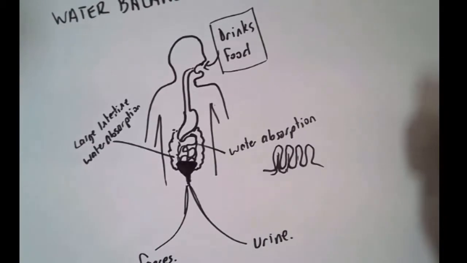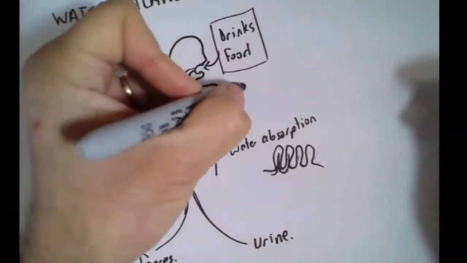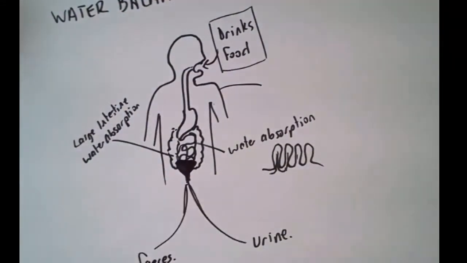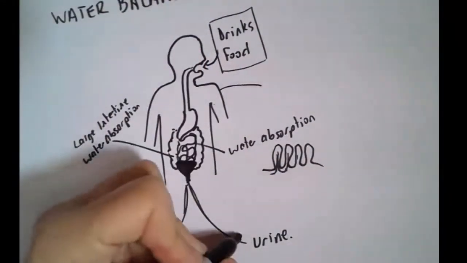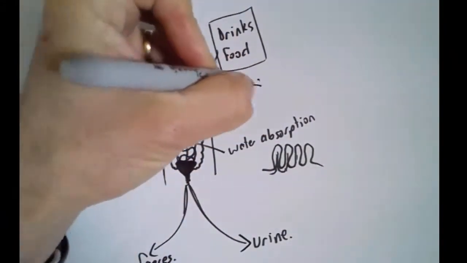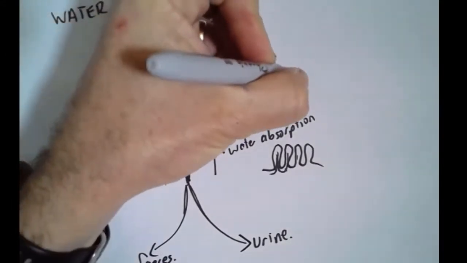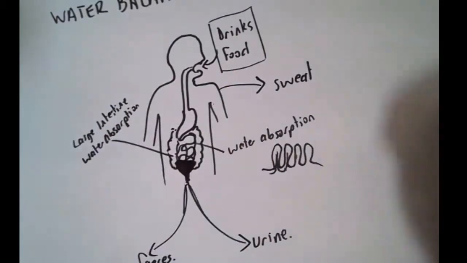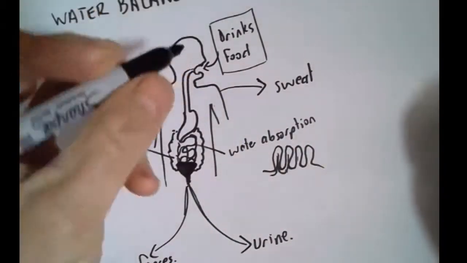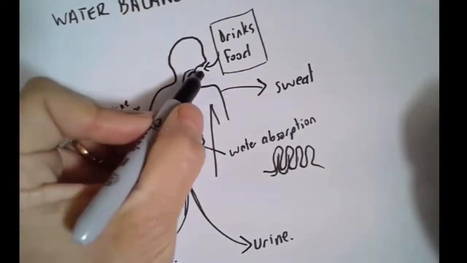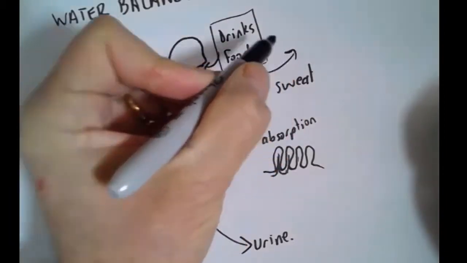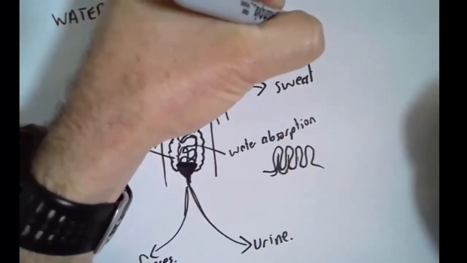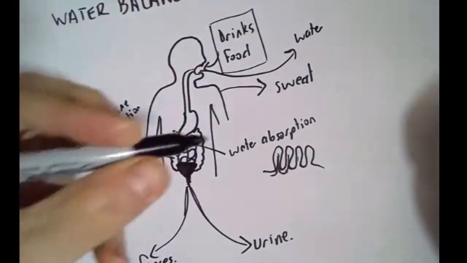Now, how else do we get water out of our body? Well, one of the ways, of course, is through the largest organ of our body, and that is through sweat or perspiration. So water is lost off the skin. Finally, also through the mouth and the nose, we breathe out water vapor as well, water vapor in our breath.